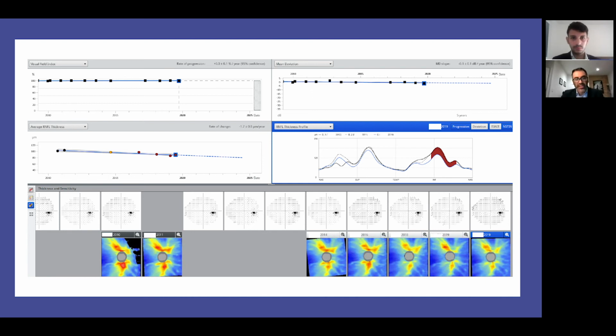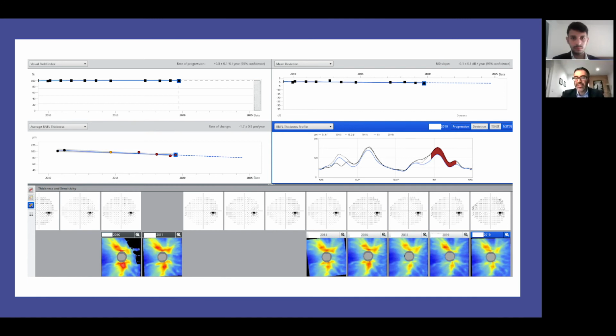The other thing here is that, as you can see, that average RNFL thickness has been changing over time. Taking this patient all the way back to 2010, you can see that this first little spot here was a likely decrease, right? So a likely progression. And as we move on, these spots are in red, telling us that this is probable progression. This is progression that is happening.